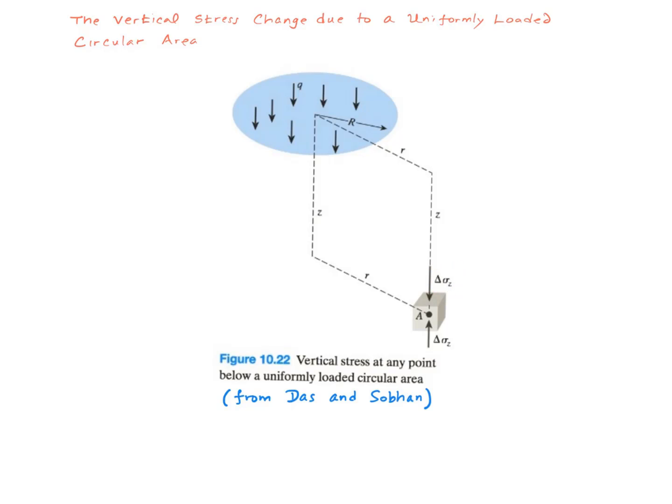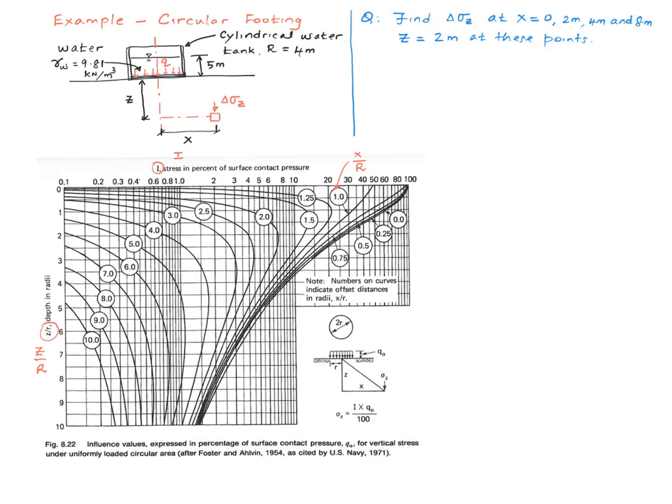So let's do an example. In this example, we have a cylindrical water tank having a radius of 4 meters. The height of water in the tank is 5 meters. We know the unit weight of water is 9.81 kilonewton per meter cube, right? And then I can calculate the contact pressure between the tank and the soil simply by using the formula gamma times H. I get a value of 49.05 for it.